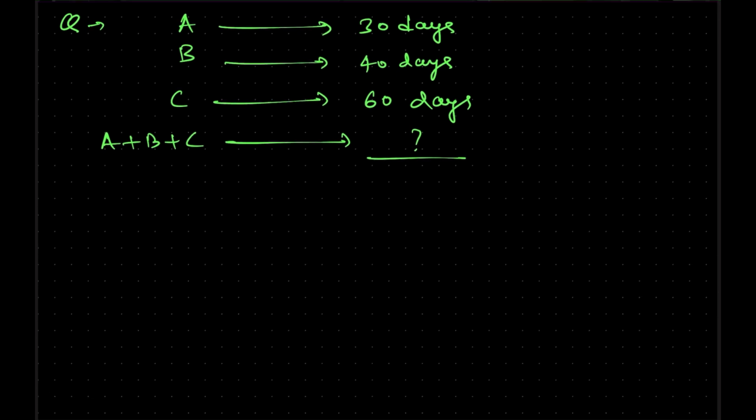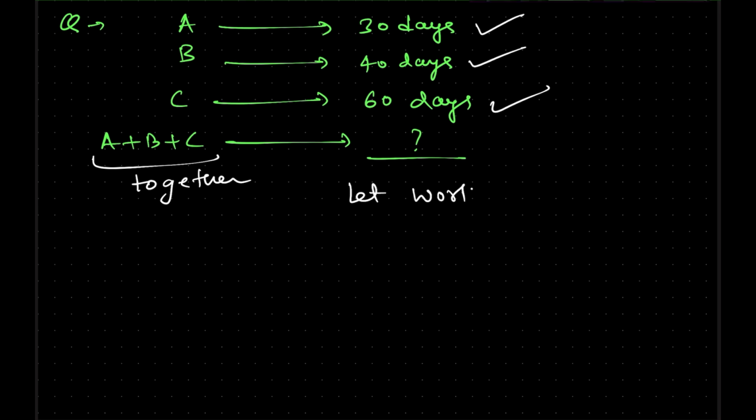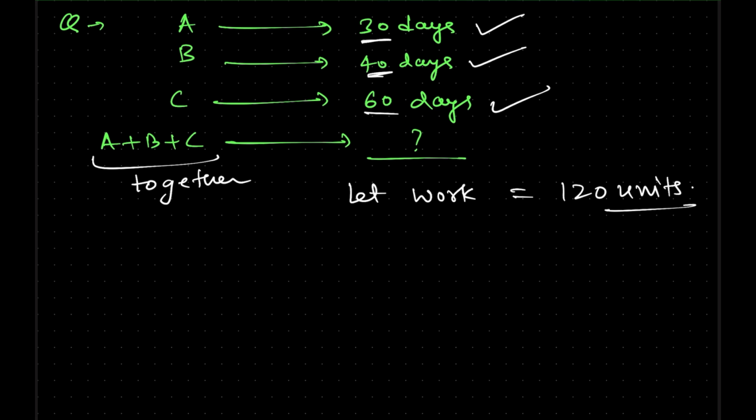Let's take an example. A can do a work in 30 days, B can do a work in 40 days, and C can do a work in 60 days. In the question it is asked, if A, B and C work together, how long will it take to complete the work? Here we assume the total work to be 120 units. Why have I taken 120 units? Because 120 is easily divisible by 30, 40 and 60.